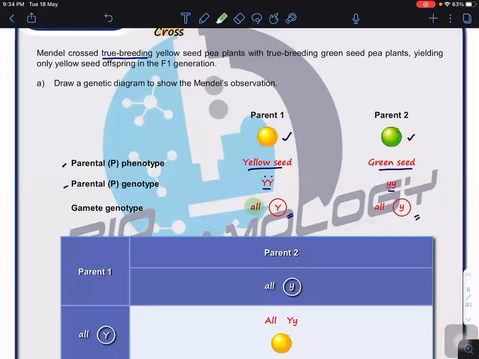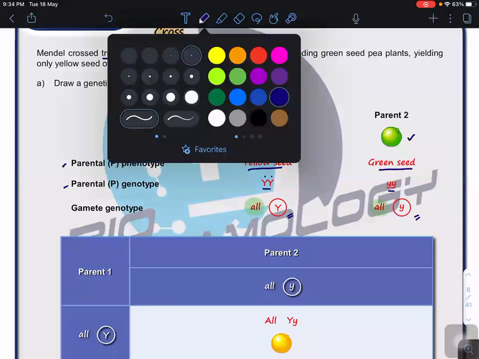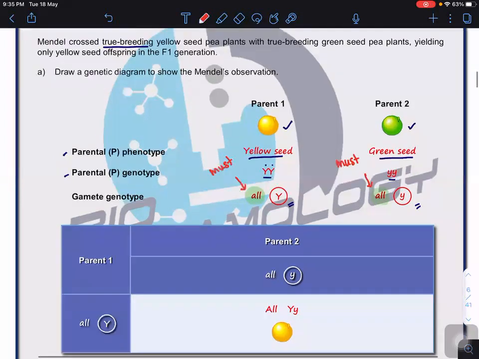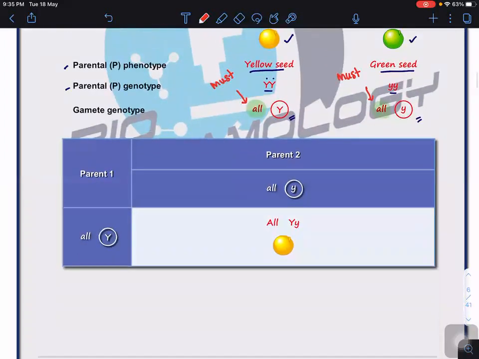Okay, so highlight here. This is the must. You must put in probability. Are you clear? You must put in probability. And then you can draw your Punnett square.